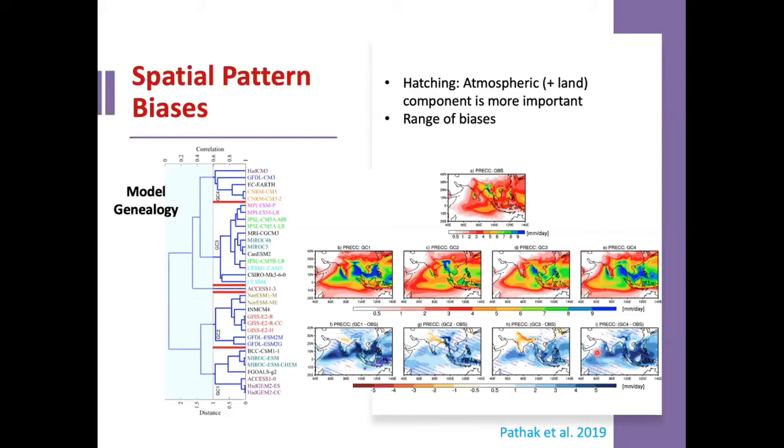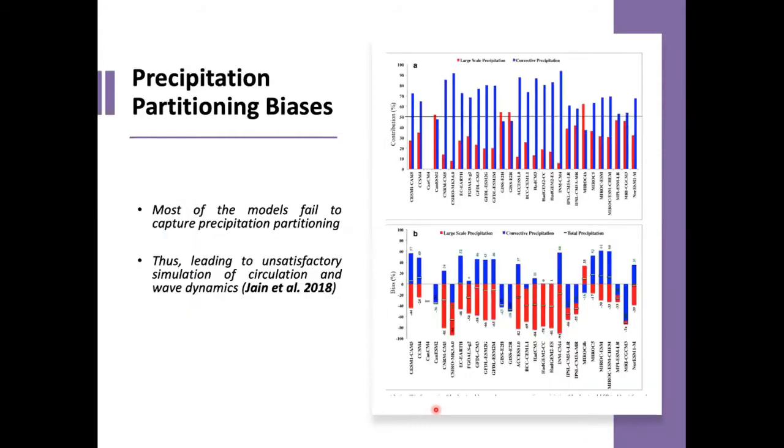And then we looked at what in the atmospheric component, and we found that the convection scheme plays a major role, and there are 2 specific processes. One is the closure in the convection scheme, and one is the trigger in the convection scheme, which is important to govern these biases, which basically decides the models being in different categories.